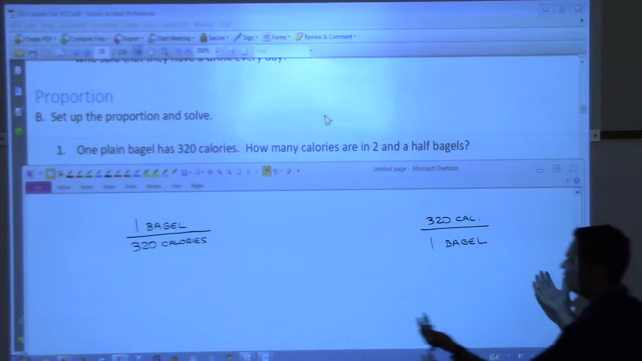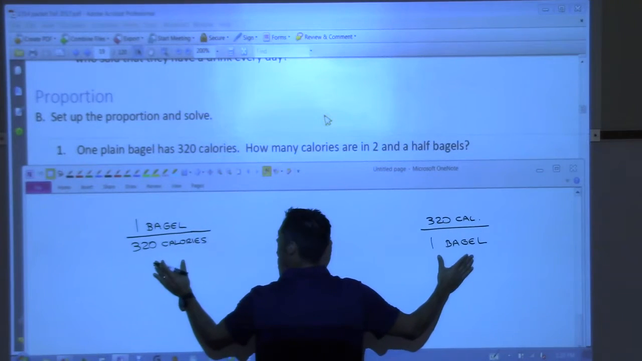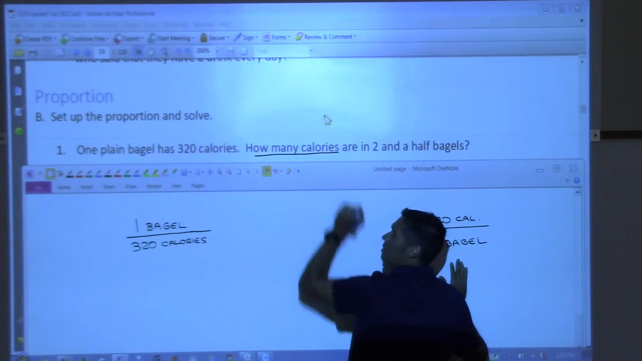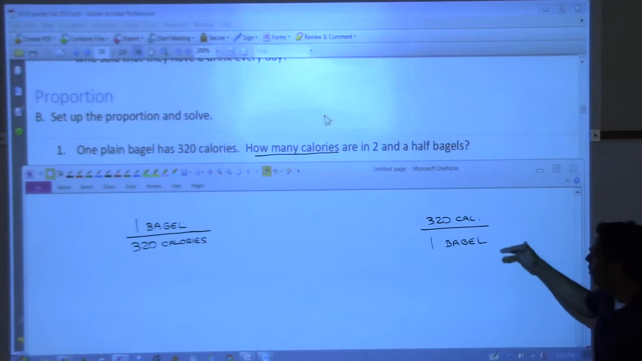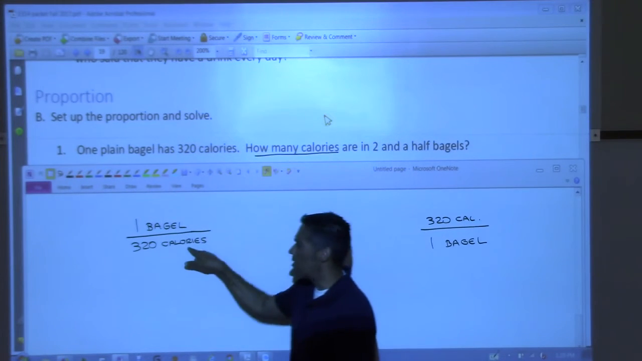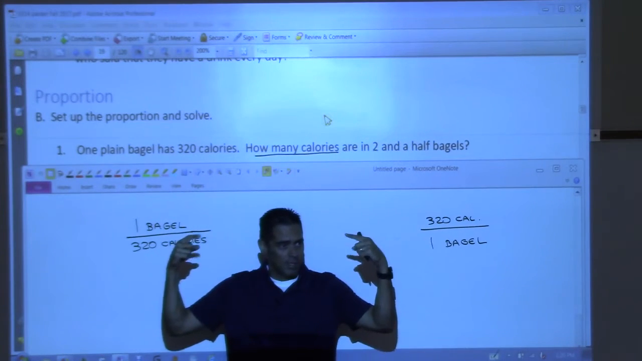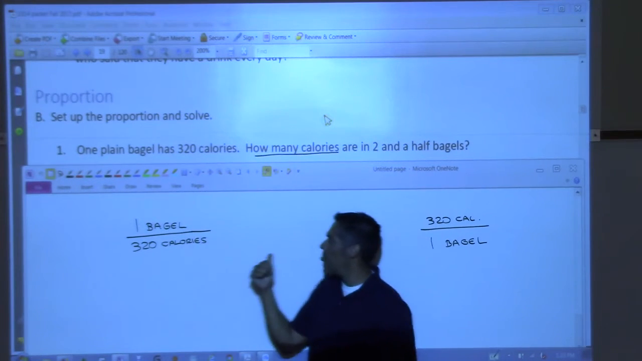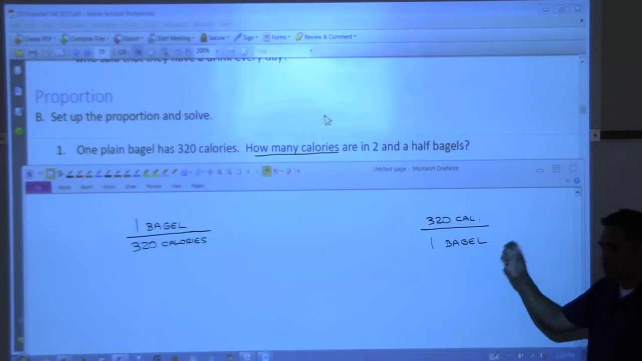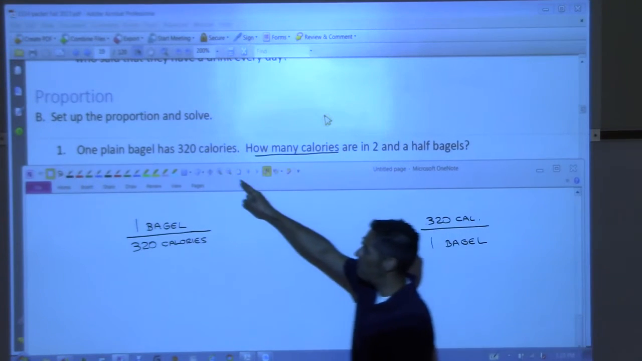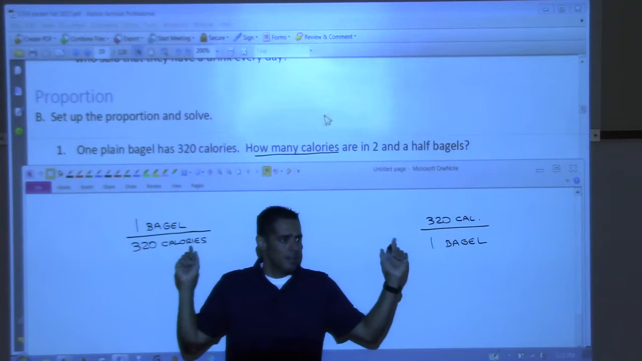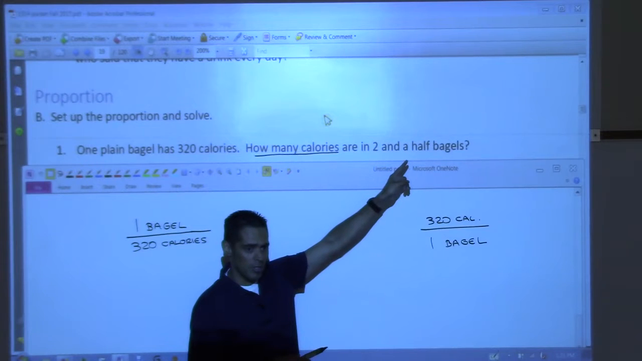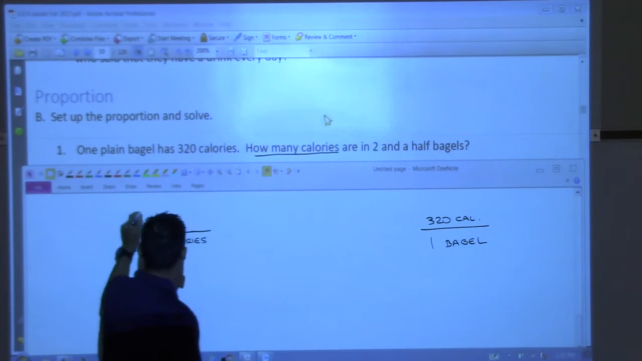So I'm looking at these two equivalent proportions, and I'm looking at what I'm trying to find. And here I want to know how many calories. So I look at which of these two have calories on top. Because I'm looking for calories, I'm going to use the one that has the calories in the numerator. So I'm going to actually use this one. Do y'all get that? When you're given a proportion in a problem, you have two ways of setting it up. The way you set it up should be dictated by what you're looking for in the question. So I'm going to choose this one, not this one.